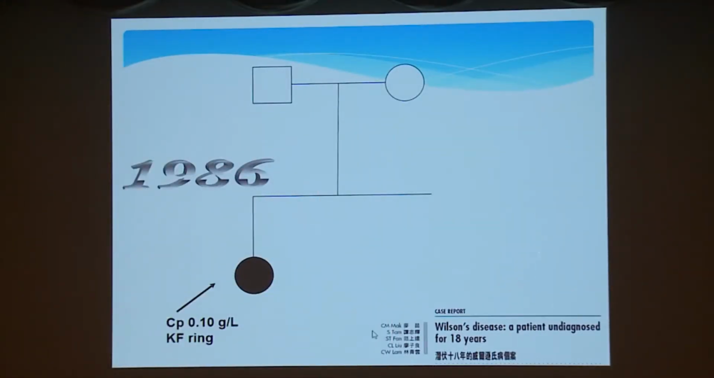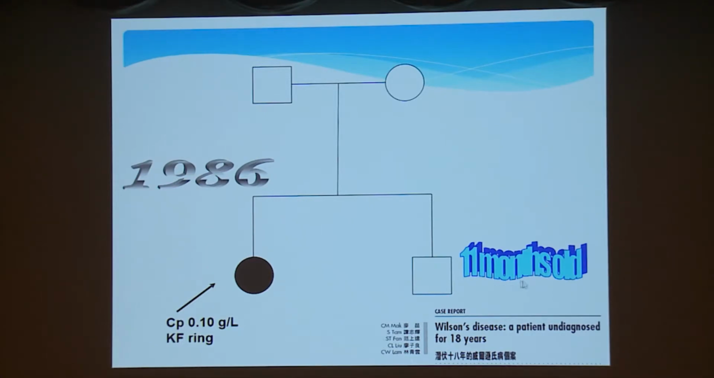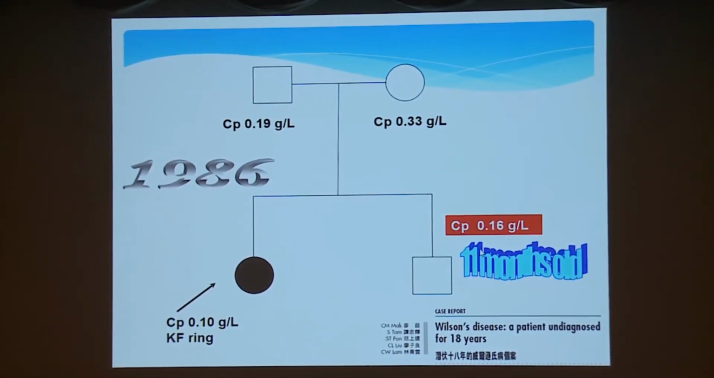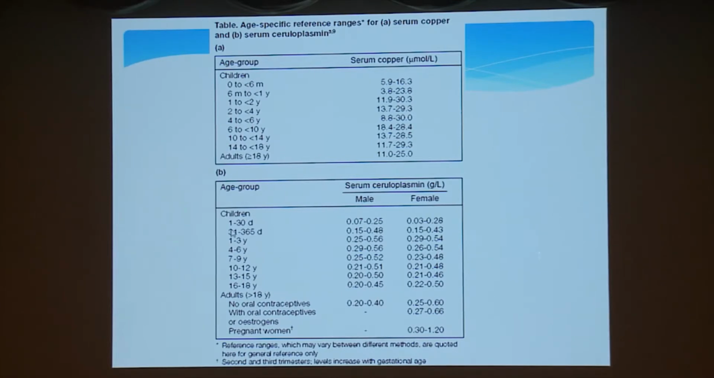This is another family with a kid. This girl was 6 years old when she was first diagnosed with Wilson disease. She has an 11-year-old brother. At that time, we screened him with ceruloplasmin. His was a little bit lower than 0.20, but he was managed as normal. You can see that as an 11-year-old boy, he still falls within the age-specific reference interval with his 0.16 ceruloplasmin level.